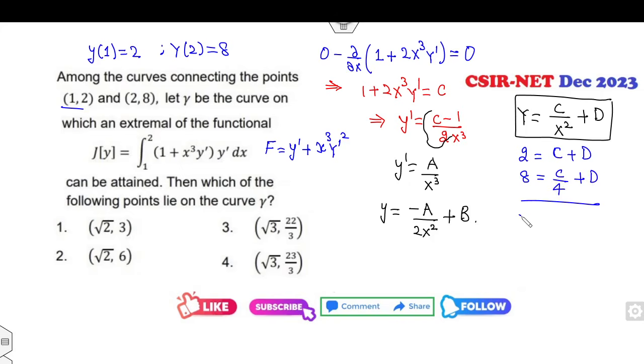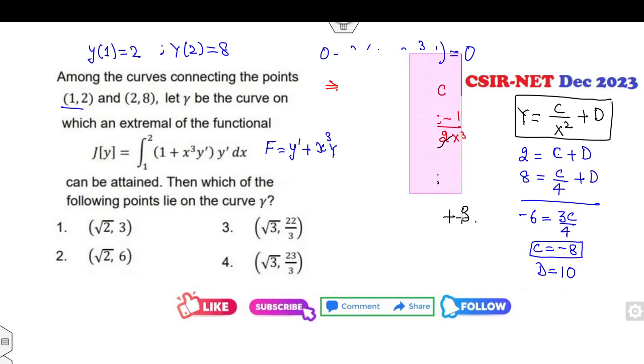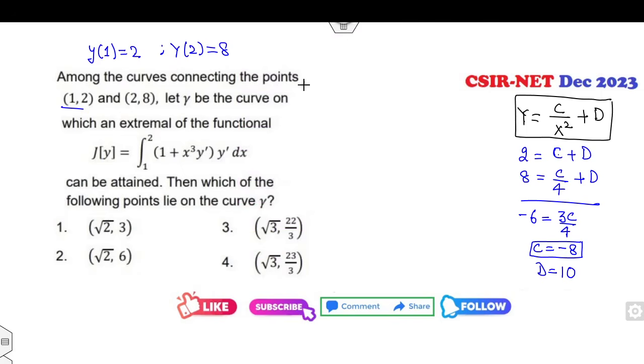You can subtract them. It is minus 6. It is 4 minus 1, 3. So c will be minus 8. If c is equal to minus 8, d will be plus 10. Fine. So then what will be my solution? The solution will be, I can substitute this value, c is equal to minus 8 over x square.